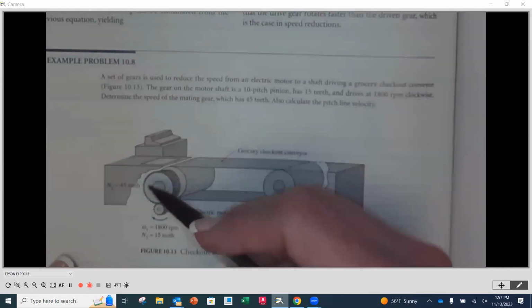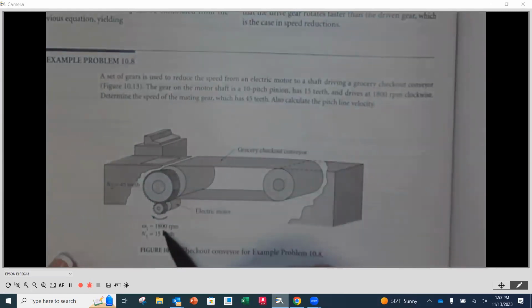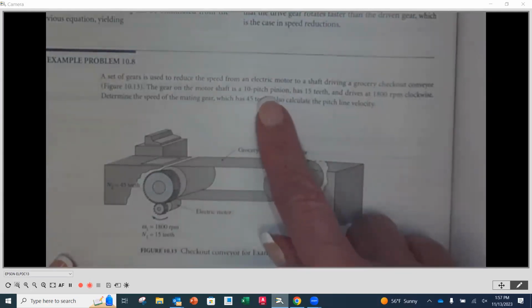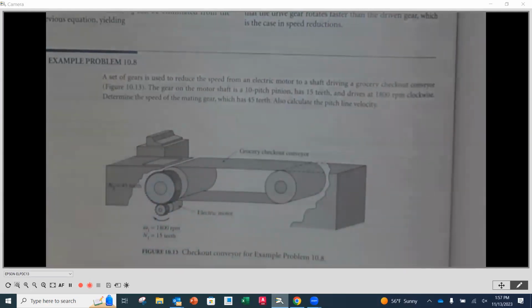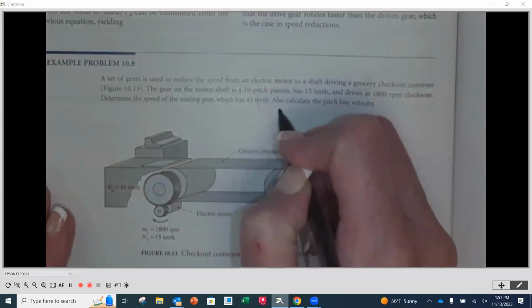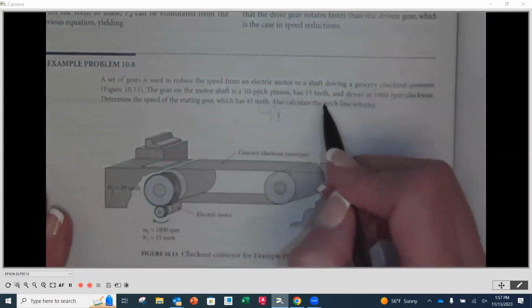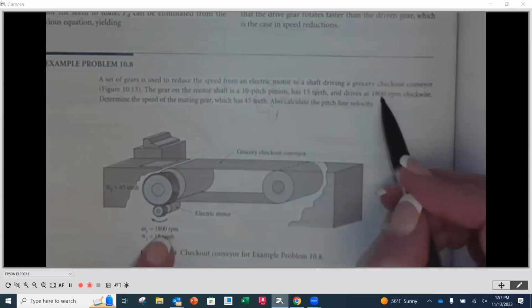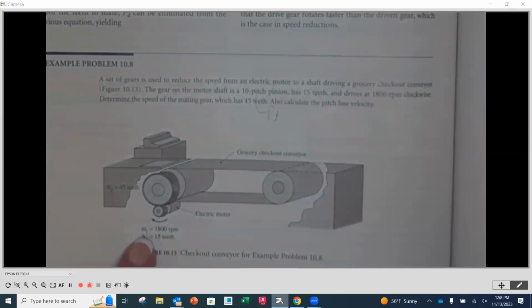The rotational speed of the motor is 1800 RPM. And they are telling us that this is a 10 pitch. So that's your diametral pitch. So the 10 pitch here is the P_d, not the pitch diameter. So this is P sub d. The number of teeth on the pinion is going to be our N1, 15 teeth. It drives at 1800 RPM. That's our W1.